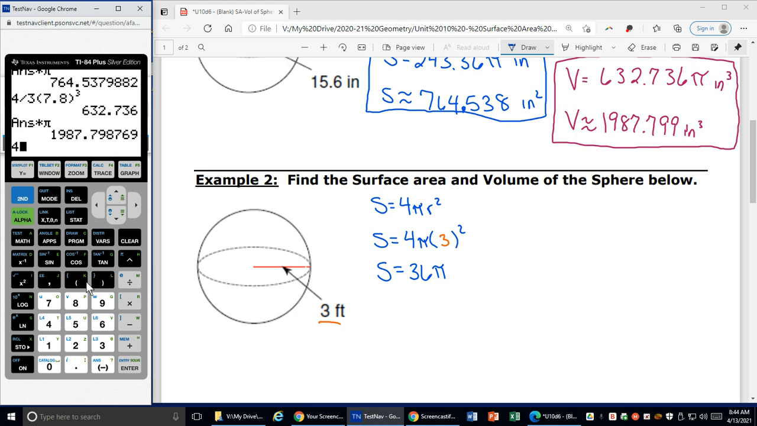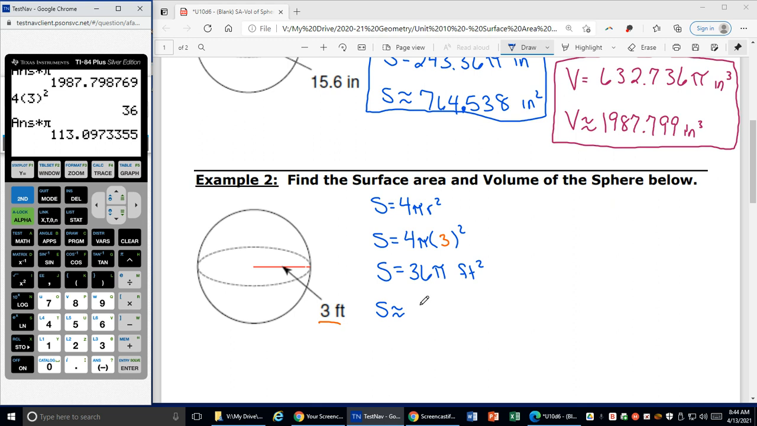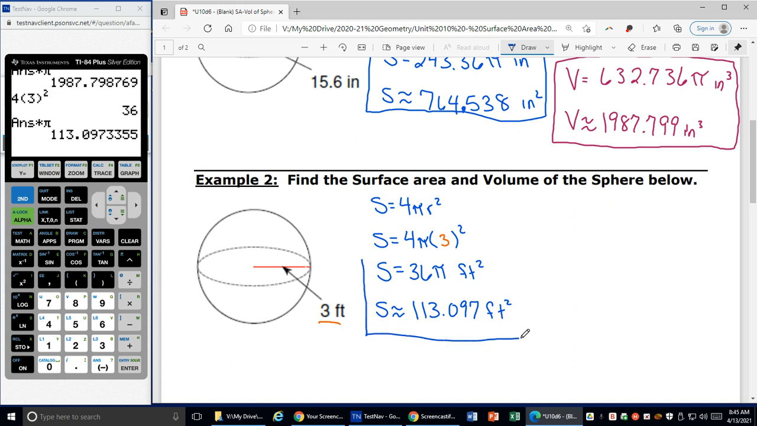And again, you don't have to do that in your head. You can do that with the calculator. Use your calculator, if nothing else, to just verify. This is my exact answer, feet squared. My approximate answer, I need to multiply the 36 times pi. And I get 113.097 feet squared. And again, after the 7 is a 3, so I don't have to bump that up. Both of these answers are good answers.